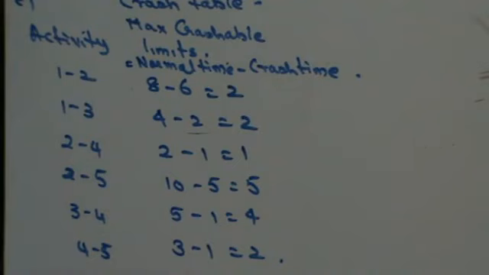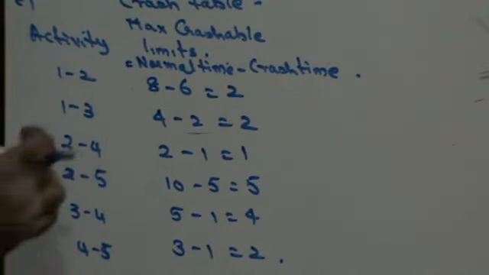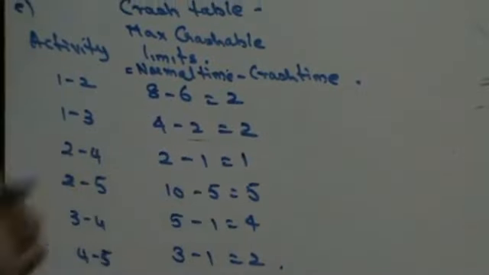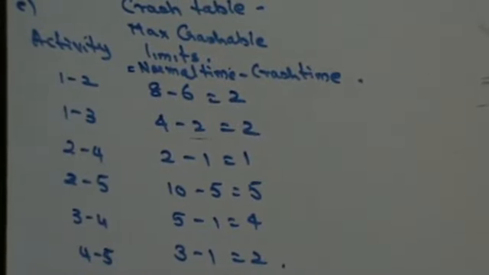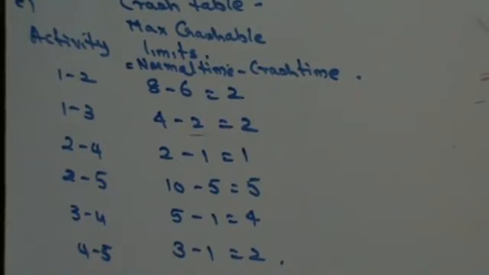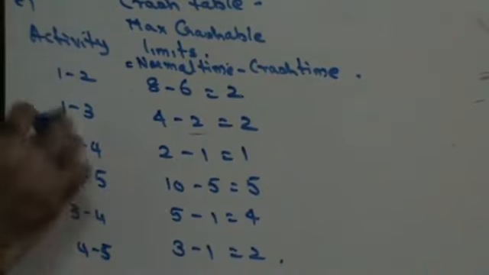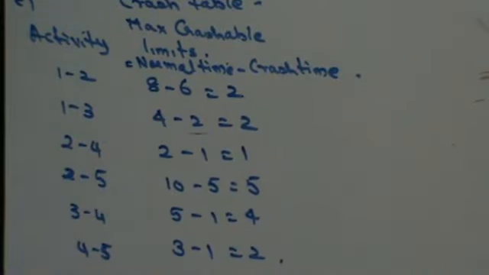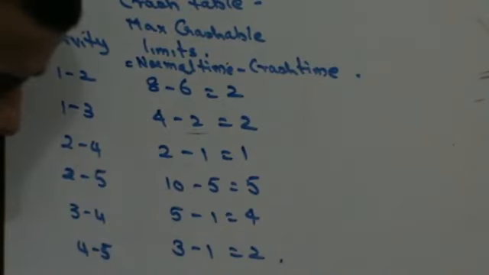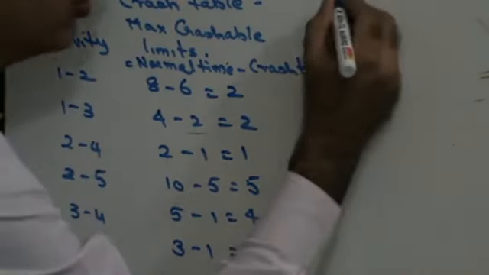That means I can crash each of these activities. That means I can finish each of these activities early by so many days. So I can get activity 1 to 2 done in 2 days less. 1 to 3 can be completed in 2 days less. 2 to 4 can be completed in 1 day less. How much do I have to pay for this? I'll have to pay my labor overtime. That is called my cost slope.